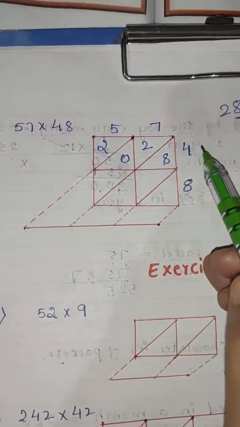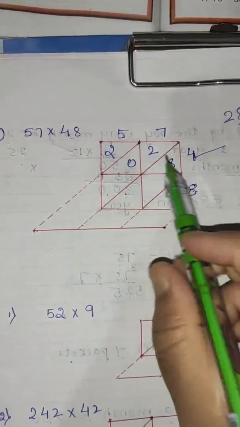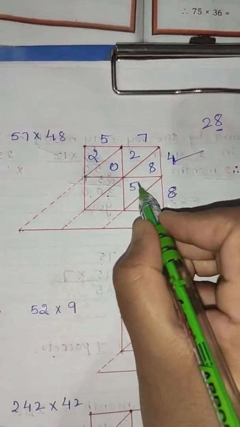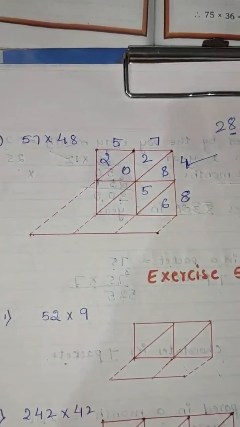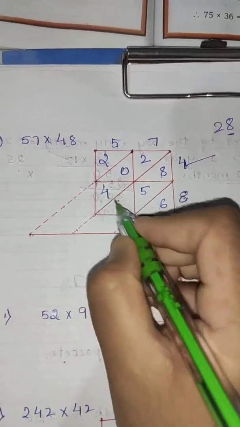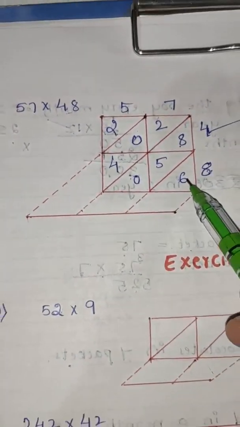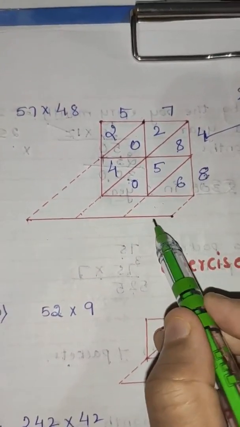Yes. Now we have finished with the first digit. Now come to the second digit. 8 sevens are 56. Next, 8 fives are 40. So we'll write 40 here. Right. Now tell me how many numbers are there in this row? Only one number is there. So we'll write 6 here.